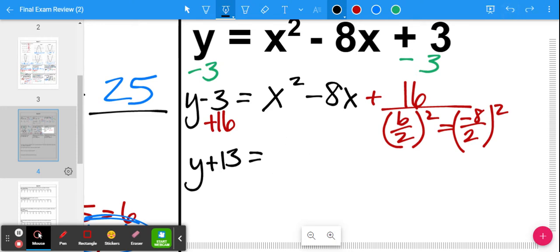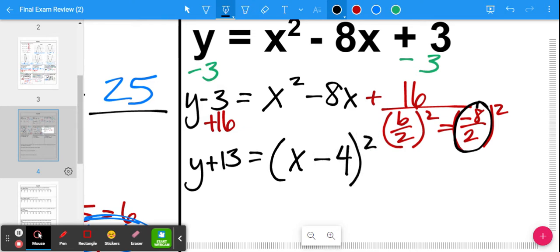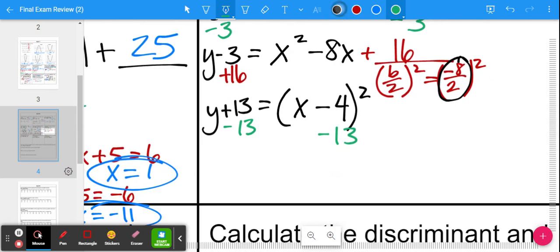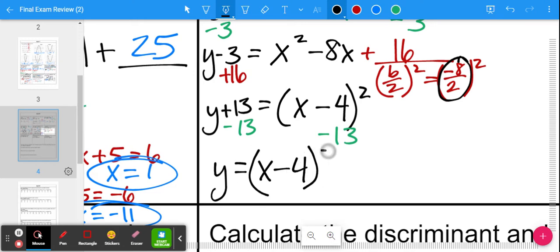into my parentheses. So remember, what's inside here is what goes inside your parentheses. So we have negative 8 divided by 2 is negative 4 squared. And then to get it back into vertex form where y is by itself, we're going to subtract 13 from both sides, and we're left with y equals x minus 4 quantity squared minus 13.